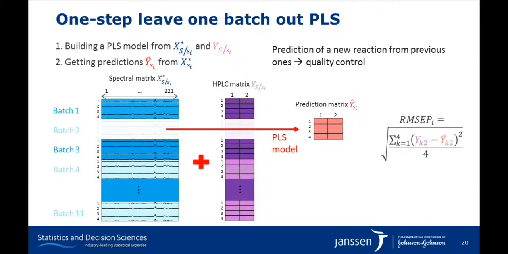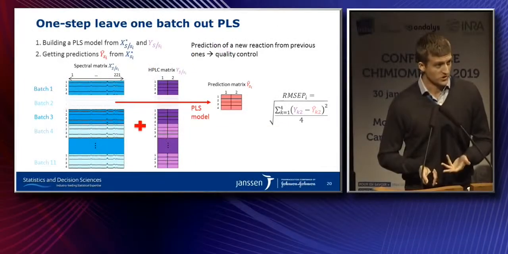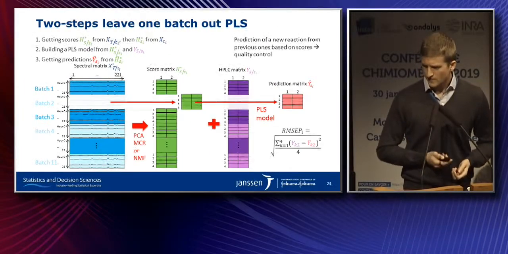And then applying the calibration model on the missing batch, I will get a prediction of my HPLC concentrations that I can compare to the real observed HPLC concentrations, and I can calculate the root mean square error of prediction. I can do that for all the 11 batches. So the idea here is to build a calibration model from historical batches, and when a new batch is coming, to apply the calibration model on this new batch.